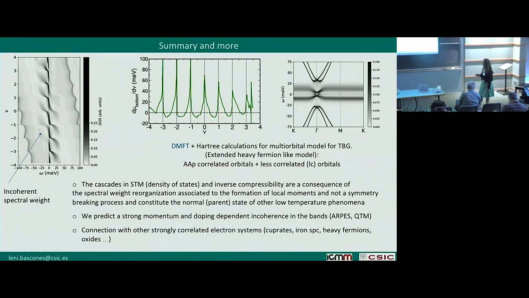Well, we expect this very strong momentum and doping dependent incoherence can be observed in future experiments. And what is very important is that this brings twist bilayer graphene in connection with other strongly correlated systems, such as the cuprates, the pnictides, and the heavy fermions, where we know that this incoherence is very important. So Esteban was saying that at the beginning we were trying to compare this with the cuprates. It's more in connection with heavy fermions, but essentially this incoherence is important.